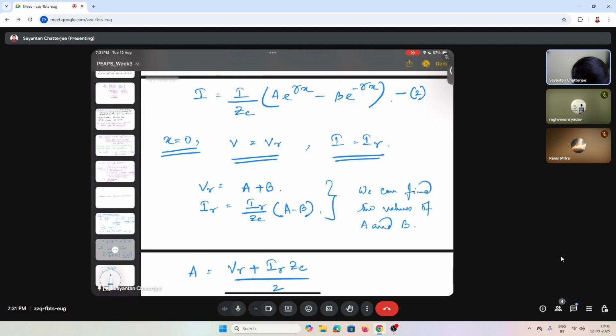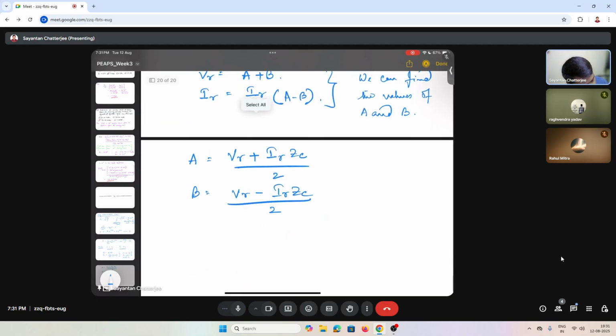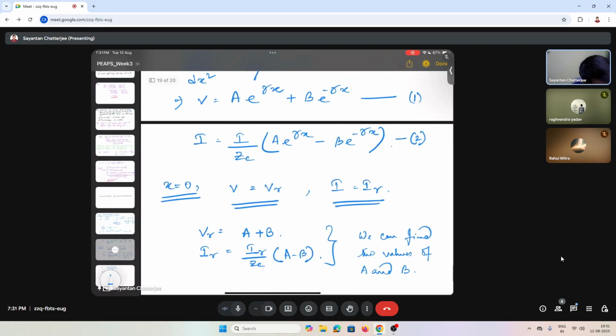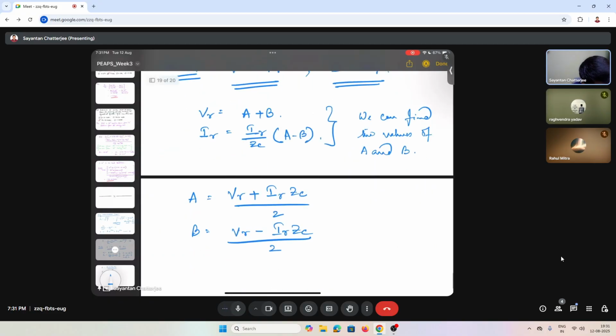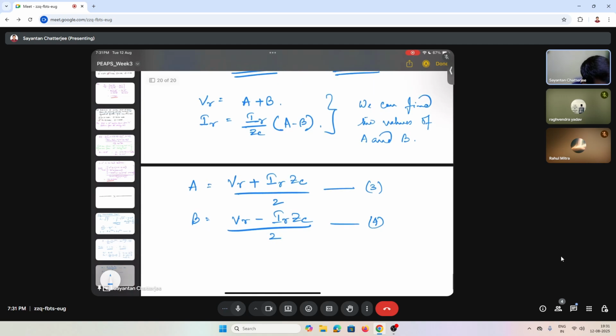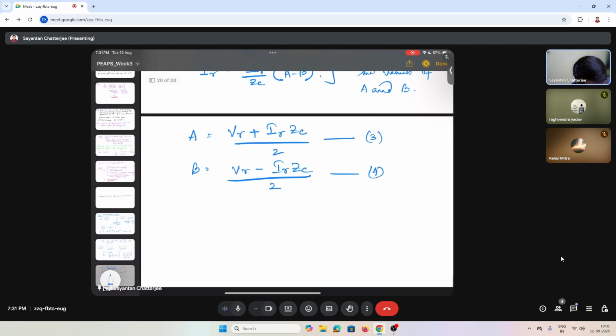I will be IR. Yes, I will be IR. So this will be IR. So these two are the final expressions for A and B. If we plug these two values of A and B into equations 1 and 2, which we may rename as 3 and 4, we can get the final expression. So this much is required. Is it okay that the values of A and B are these two values?